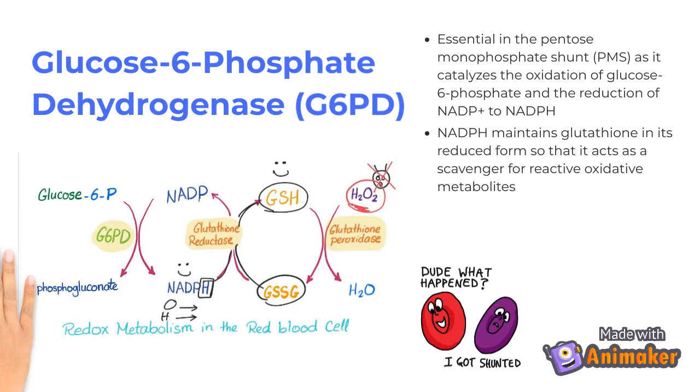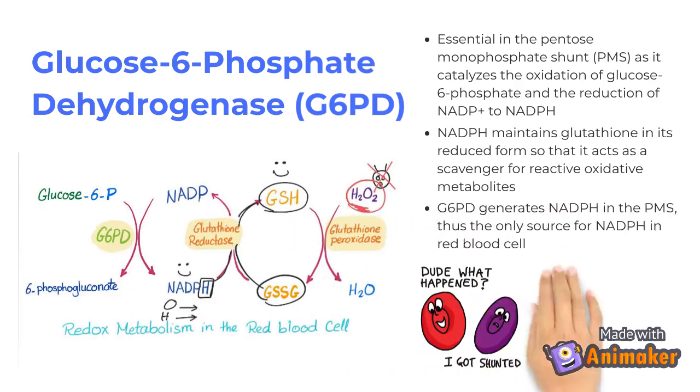The pentose monophosphate shunt is the only source for NADPH in red blood cells. Therefore, red blood cells depend solely on G6PD activity to generate NADPH. Hence, reduction in NADPH makes red blood cells more susceptible to oxidative stress than other cells, resulting in their premature breakdown when triggering factors are present.